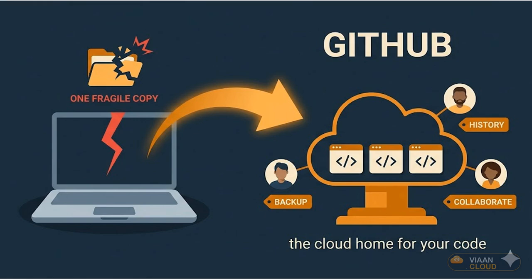Imagine you've spent months building a project, and it all lives in one folder on your laptop. Then the laptop dies, or you overwrite a file you needed, or two people edit the same thing and one person's work just vanishes. That's the problem GitHub solves. GitHub is the world's biggest home for code, a place on the cloud where your projects live safely, every change is remembered forever, and a whole team can work on the same thing without stepping on each other.